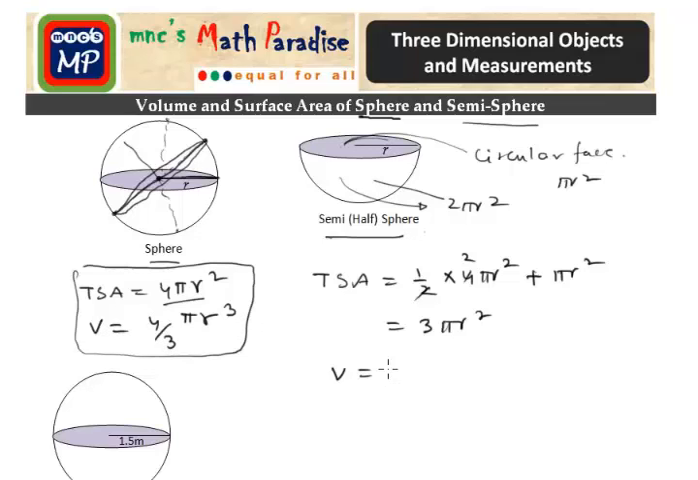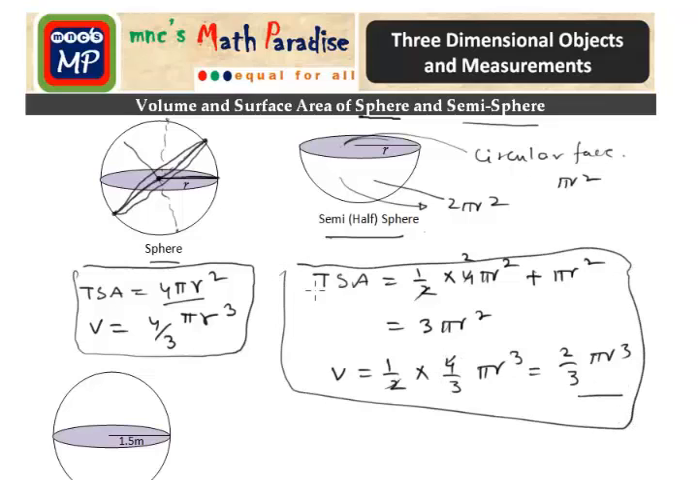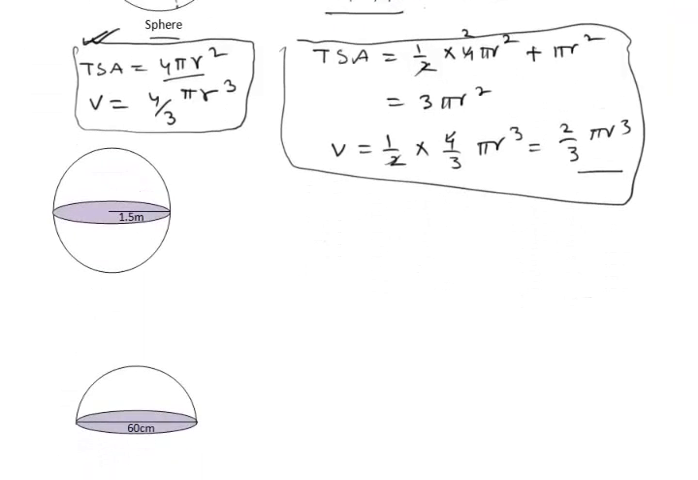The total volume is 4 by 3 pi r cube, so its volume will be half of this. So half of 4 by 3 pi r cube, which is 2 by 3 pi r cube. This 2 and 4 will cut, 2 by 3 pi r cube. So we will use this knowledge to calculate from the sphere formula; we will not remember these formulas, but use these concepts to calculate the surface area and volume of semi-sphere. Let us do two examples.